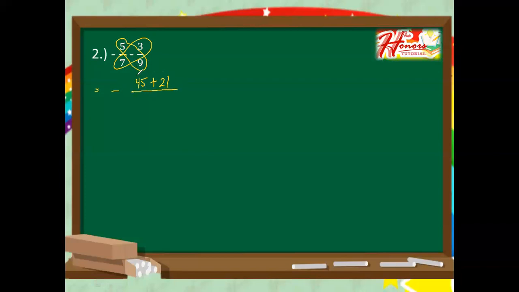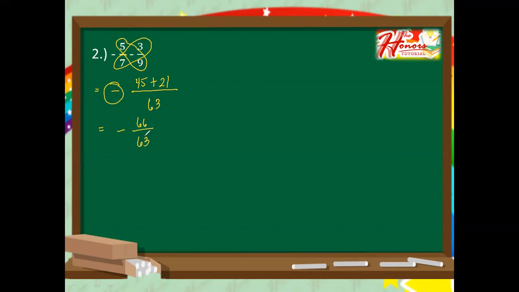Next, we have to multiply also the denominator. So that's 7 times 9. That's 63. And then let's combine it. Please copy the sign. So negative, we have here 45 plus 21, and that is 66. So we have here 66 over 63.